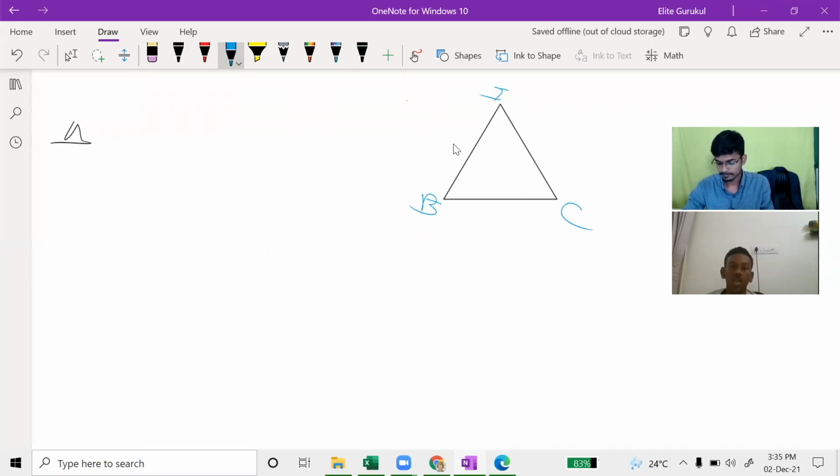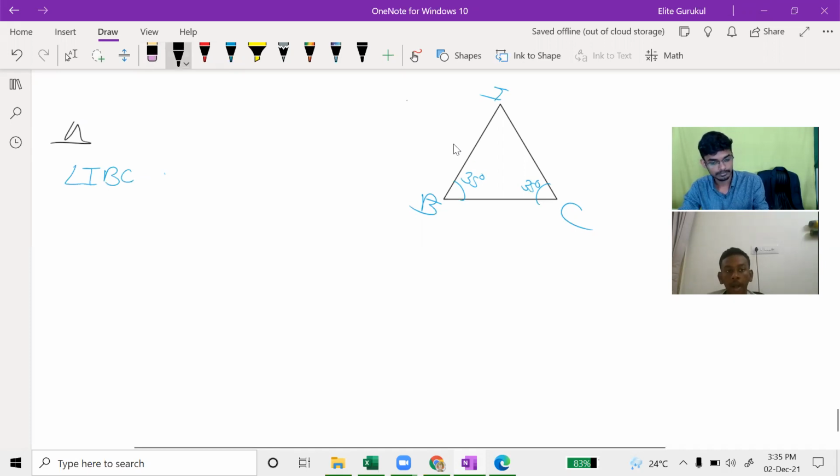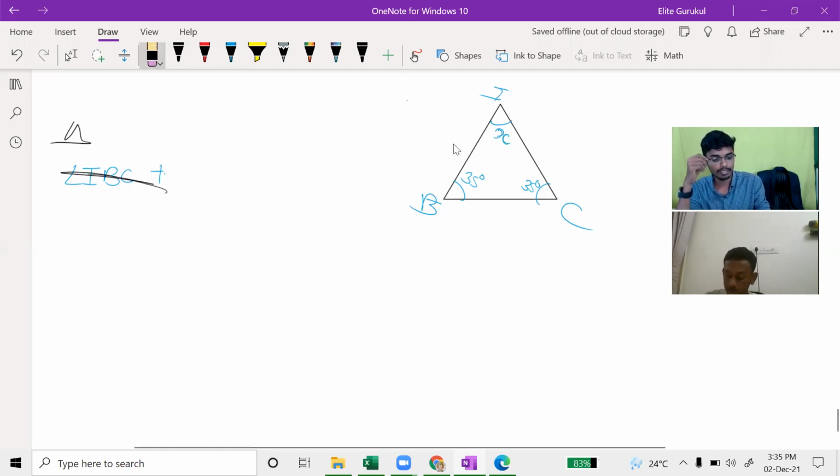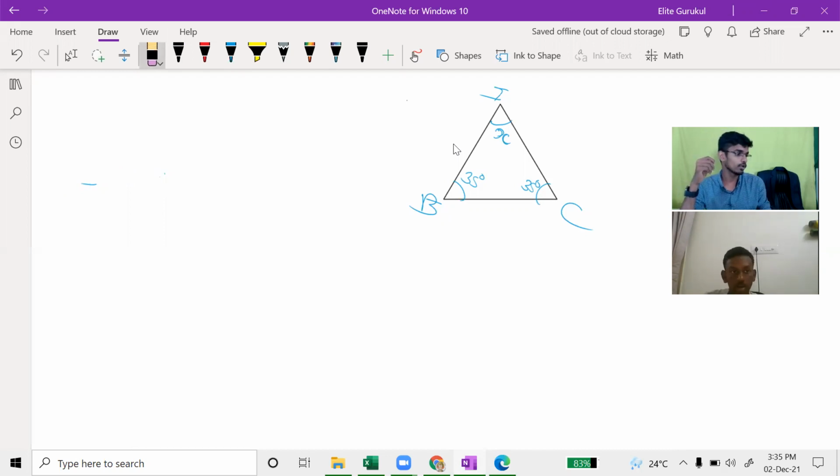Angle IBC, right? Yes, sir. We know that these two angles are equal, 35 degrees. Yes or no? Yes, sir. Now tell me the sum of the angles. If I consider angle IBC is equal to 35, add them: 35 plus 35 plus consider this as x. Yes, sir. Now find it out and tell me the value of x. Let us see whether you are going right or wrong.